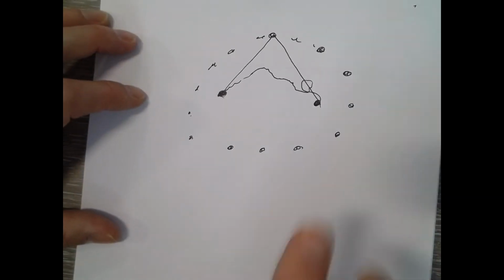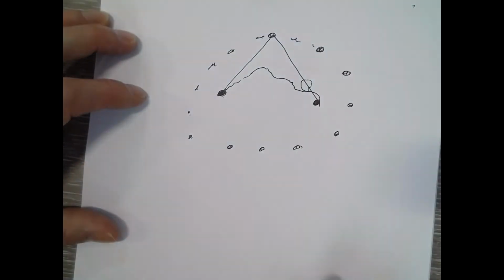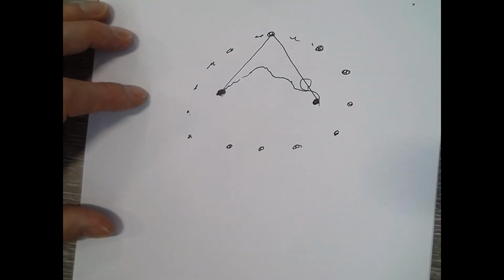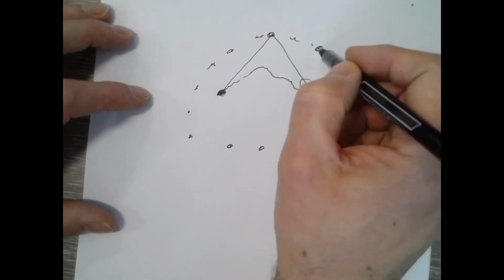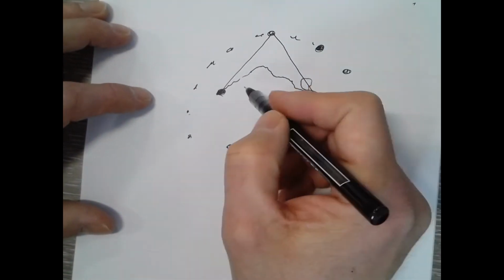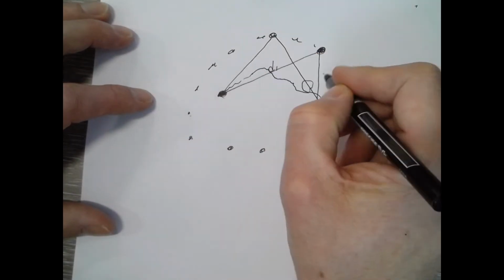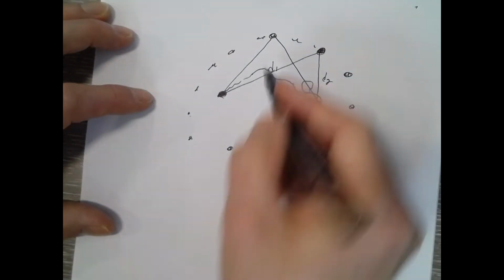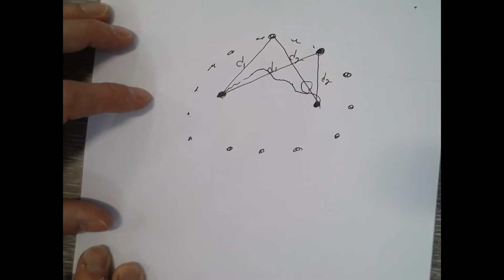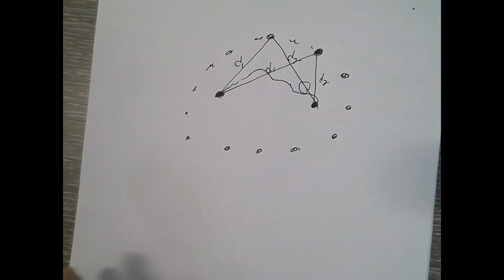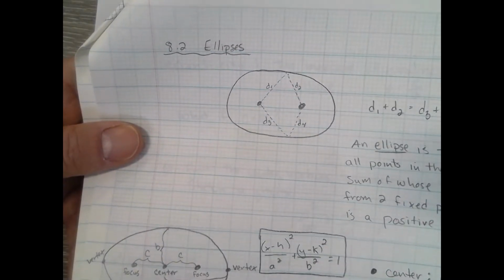But if you take a string and wrap it around like this, and if there's a pencil in it, you can draw an ellipse. So the definition of an ellipse is all points where this distance plus this distance, I'll call them D1 and D2, always add up to be the same thing. On my little sketch in the notes, there's a D1, there's a D2. All points created from that.